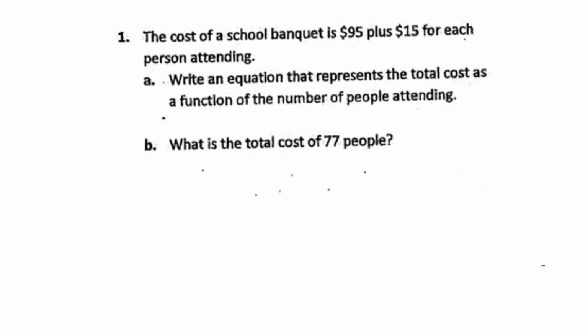So our key word here is that it's $15 for each person. That word each is our key to be our m value, our rate of change. So we would have y equals 15x because m and x always go together.